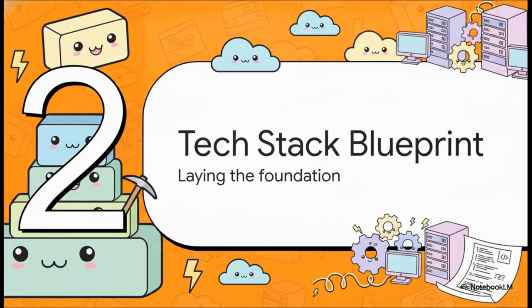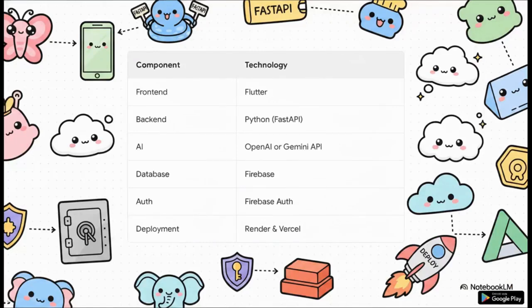Moving on to Section 2, the tech stack blueprint. Laying the foundation. To actually build this thing, we need some serious construction materials, and we're using a highly modern, robust tech stack. For the user interface, the front end, we're going to use Flutter. This is amazing because it lets us build beautiful apps for both iOS and Android simultaneously from just one single codebase. For the backend brain, we're running Python, specifically the lightning-fast FastAPI framework, because honestly, Python just handles AI and complex math effortlessly.